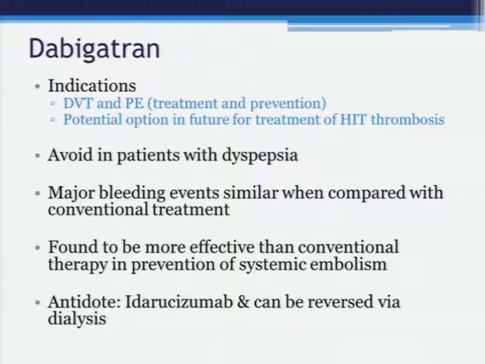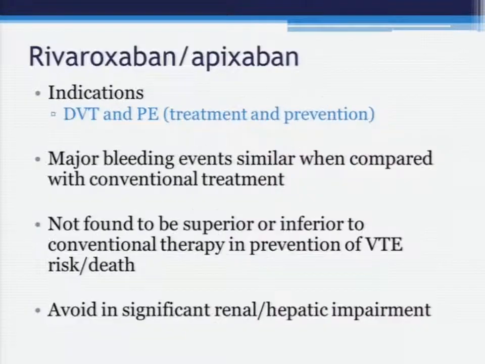Major bleeding events were similar when compared with conventional treatment, and it was actually found to be more effective than conventional therapy in prevention of systemic embolism. The other thing with NOACs that we get worried about is that there's no antidote for reversal, but there is an FDA-approved monoclonal antibody directed exactly towards dabigatran. The antidote is called idarucizumab, and dabigatran can also be reversed via dialysis. None of the other NOACs can. So if it can be reversed via dialysis and there is an antidote, there may be a little more reassurance in starting people on this therapy. But recall that the major bleeding events were actually similar when compared with conventional treatment.